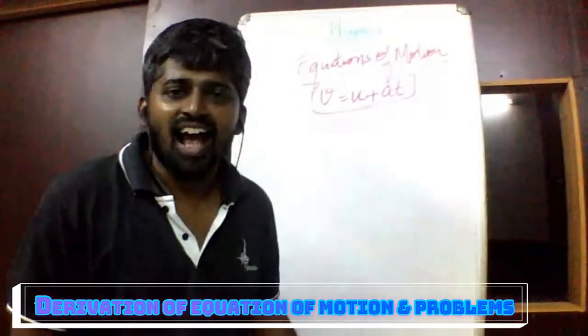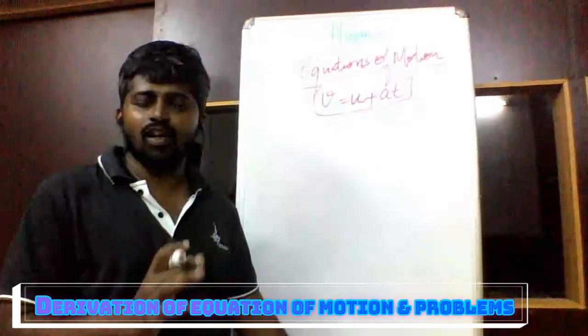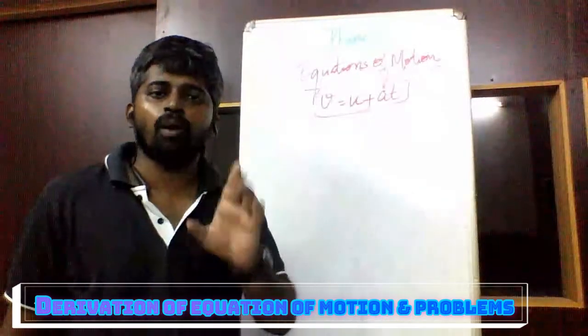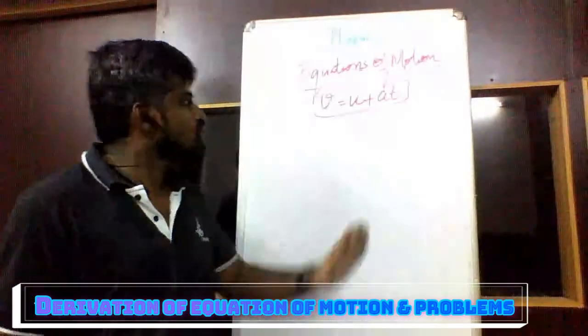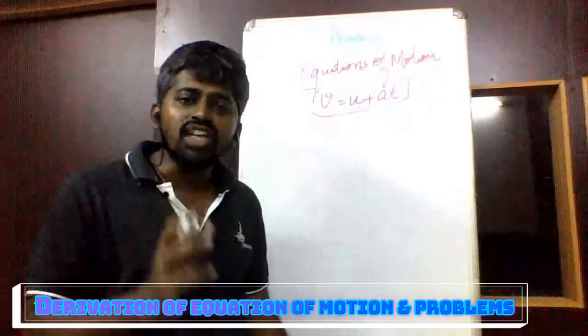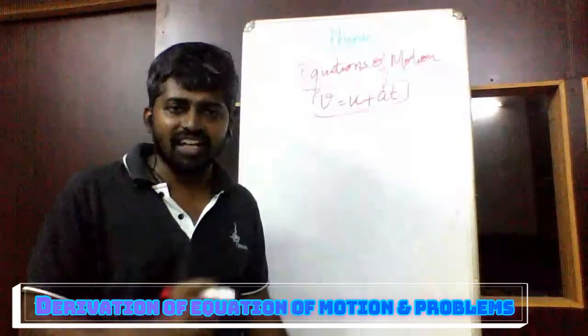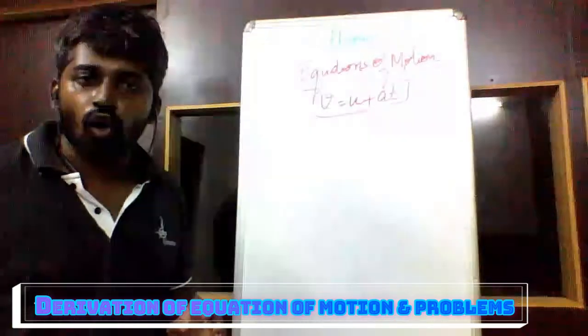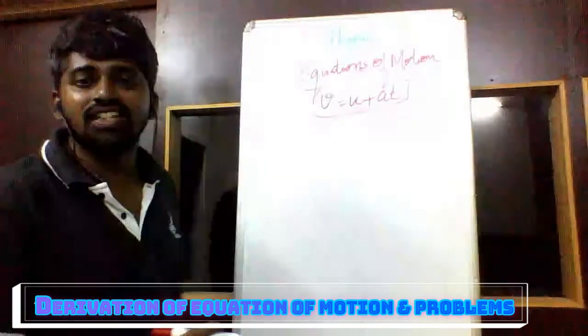As I said, I am going to explain all the three equations of motion with the help of only one graph. So this is the first equation of motion, that is v is equal to u plus at. Okay, this is the first equation. I am going to draw a velocity time graph.